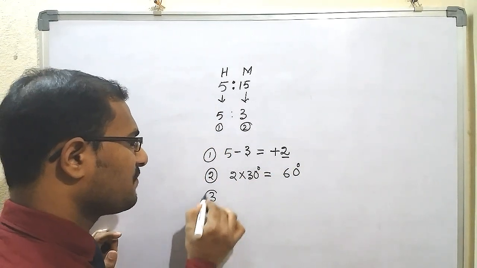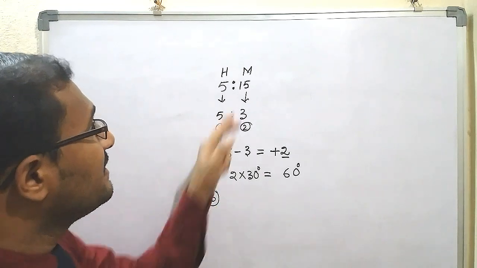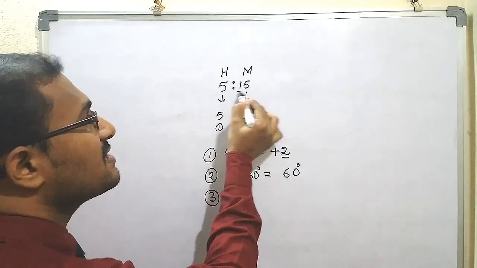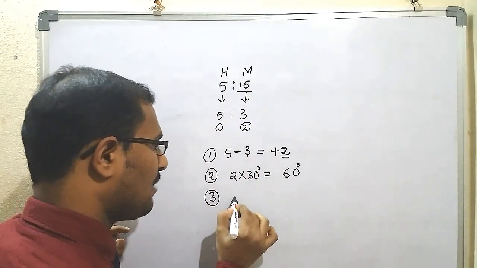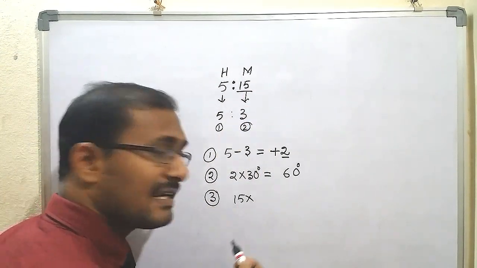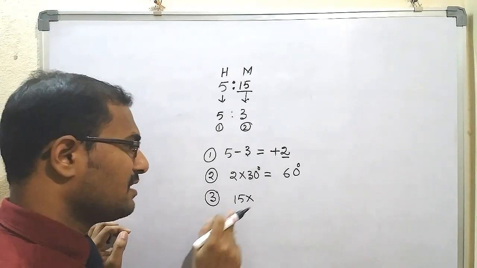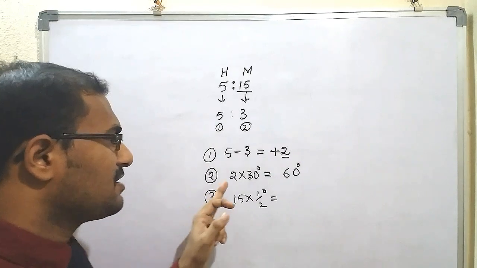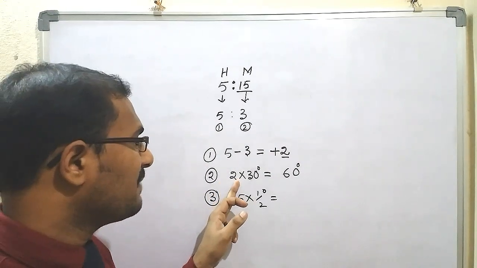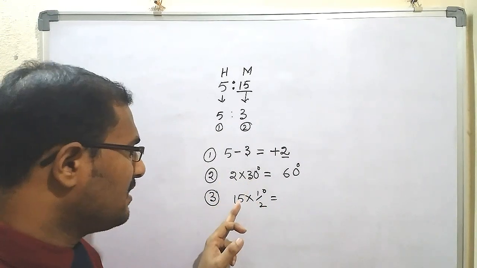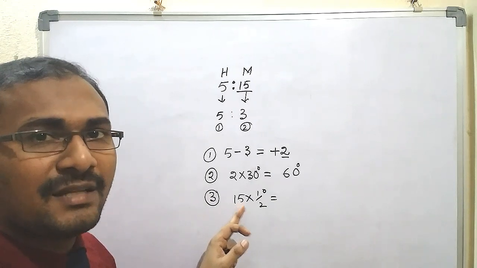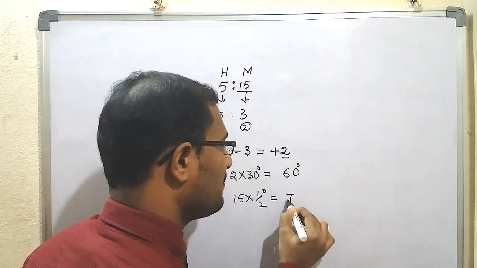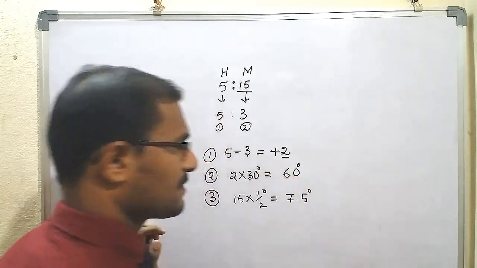Now step number 3. Step number 3 is to take the minutes given in the time directly. What is the minutes here? 15 minutes. You have to take the minutes directly, into half degree. Remember, in step number 2 we multiply this number with 30, and in step number 3 we multiply the minutes by half. So this value is 7.5 degrees.